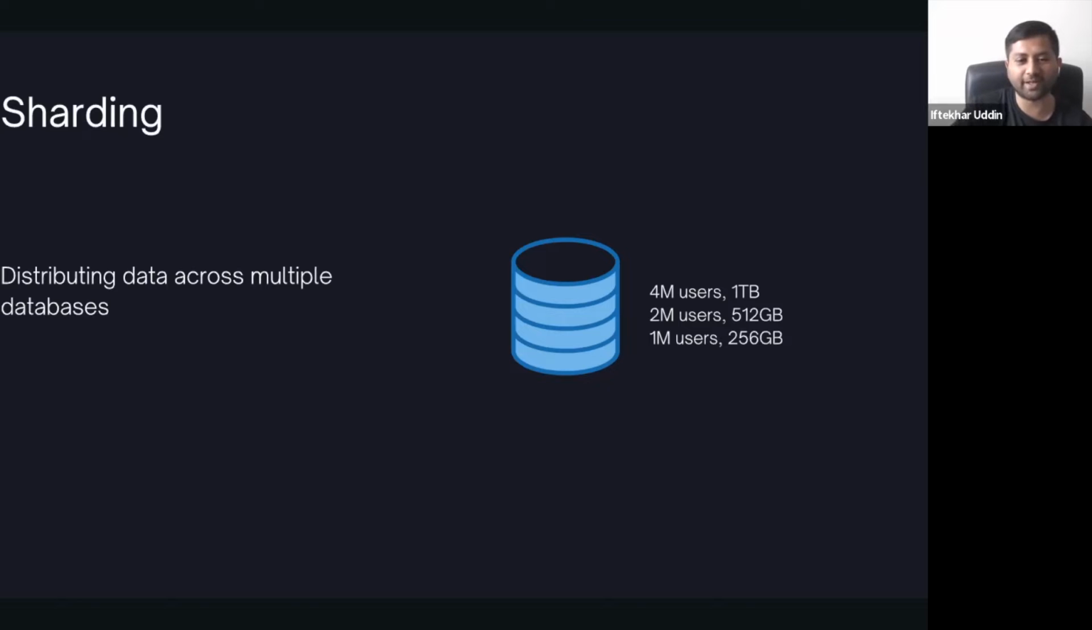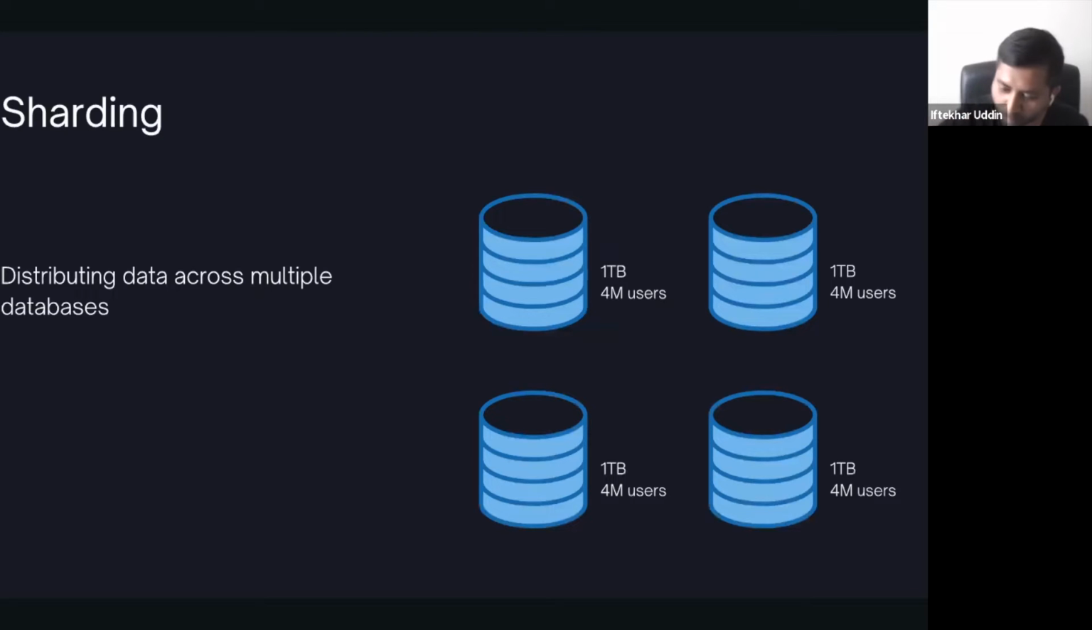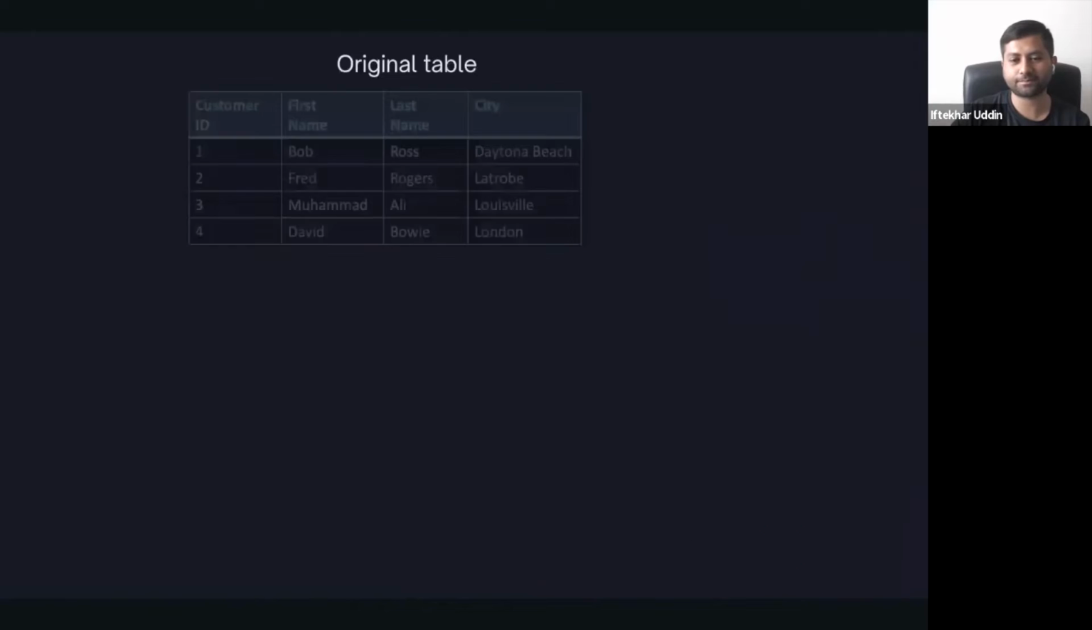So what will you do? Say when you have 8 million or 16 million users, what you could do is divide this data into multiple databases. All right, so say now you have 4 1-terabyte databases, and each of them will have stored 4 million users. So basically you have divided your data into different parts or shards, and all of them combined represent your complete data set.